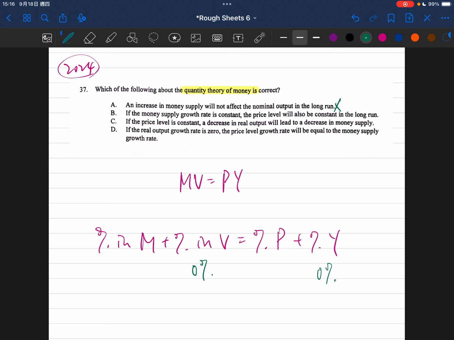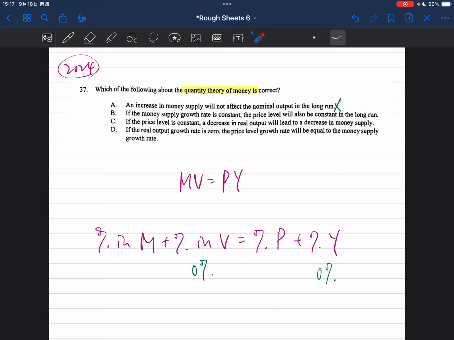So this is the wrong answer. Okay, let's go to option B. If the money supply growth rate is constant, now be careful, this is growth rate, not if the money supply is constant, but it is the money supply growth rate that is constant. So what does it mean that the money supply growth rate is constant?